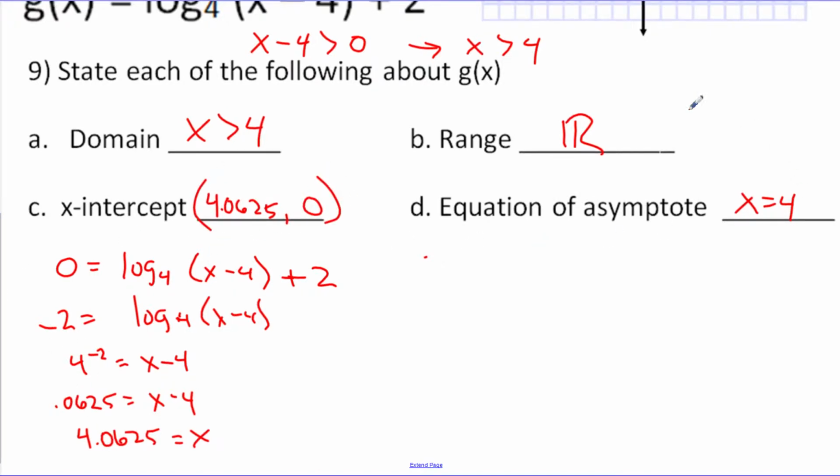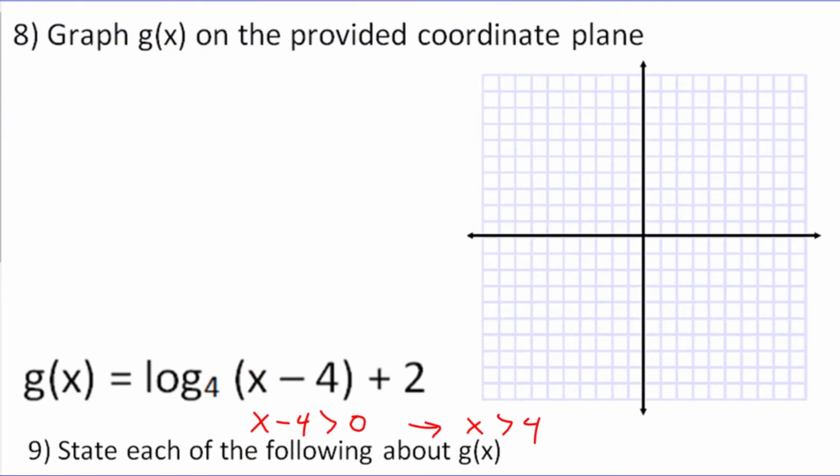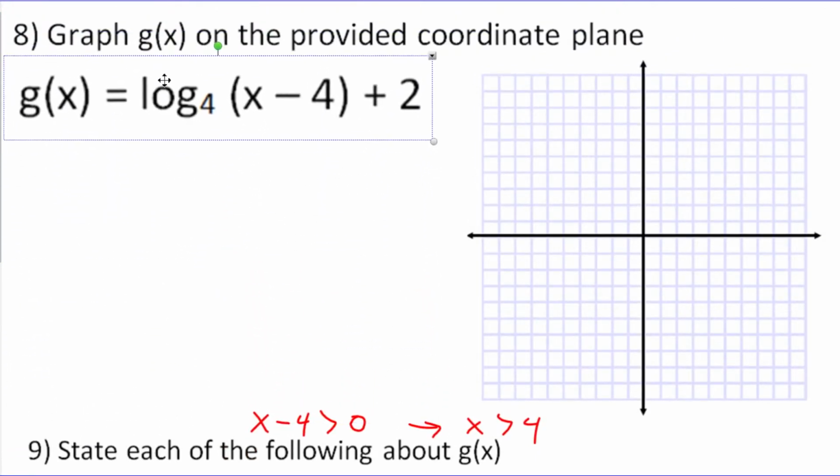So now let's take what we know about the function, all of these questions that we just answered, and let's go up and actually do the graph. So I'm going to come back up here. Let's bring g of x up, and we're going to make a table of values. So I'm going to make an xy table.